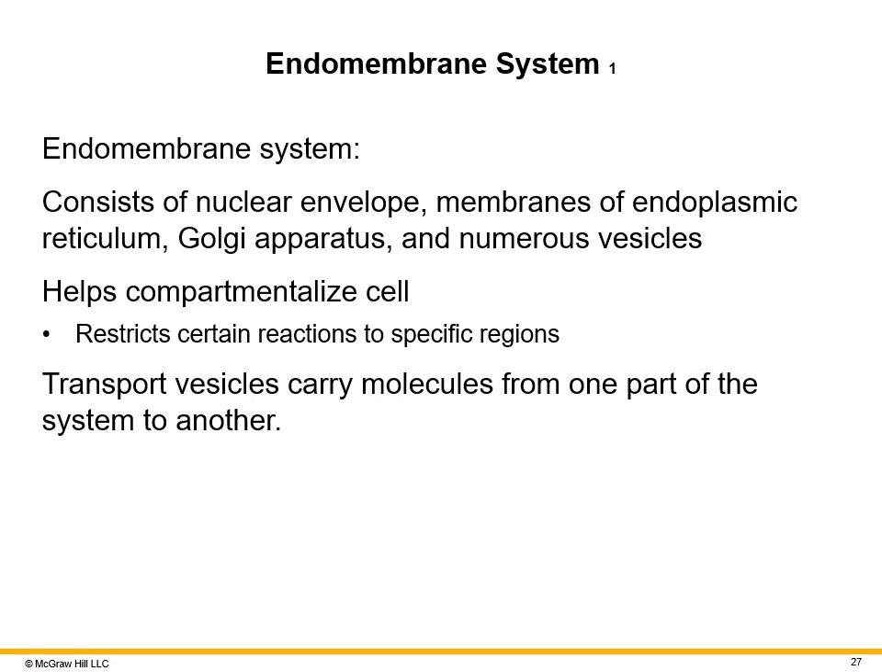The endomembrane system helps compartmentalize the cell, to organize the cell into different compartments. This allows the restriction of certain chemical reactions to occur in specific regions, and these chemical reactions might be bad for the cell.